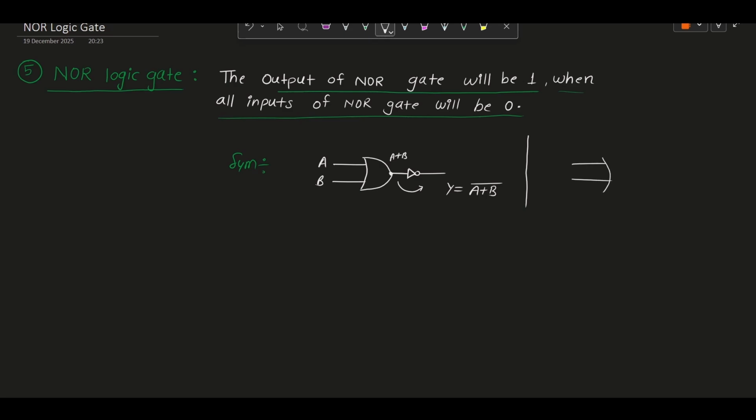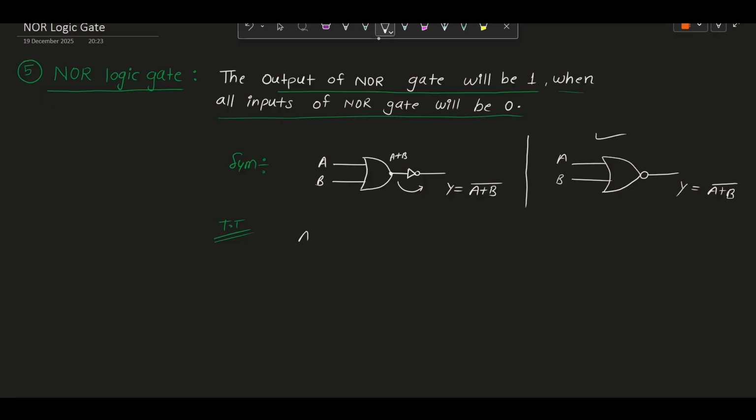Here we will place, instead of the NOT gate, a bubble sign that will represent the NOT, like this. So we can write it both ways, but in general, this symbolic representation is used. Now we will see the truth table of the NOR gate.